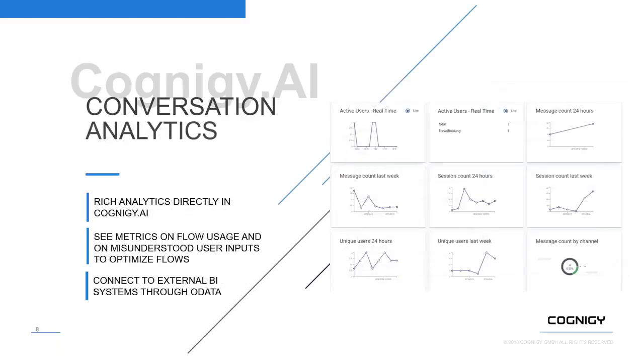The third thing we got as feedback from the market is we need analytics directly within the tool. Previously, we had analytics connectors to tools like Power BI and Tableau, but now we have analytics also directly in the tool. You can see metrics on flow usage, how many messages did I receive, how many users did I have, things like that. But you're also getting information about what did the flows not understand directly within the tool, and you can use that to then optimize your AIs afterwards.